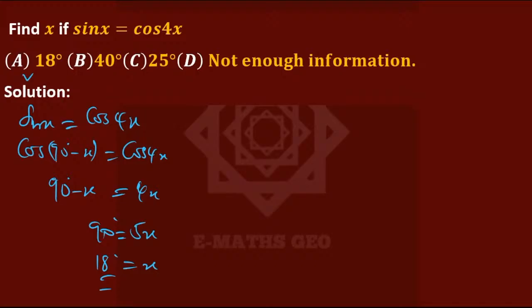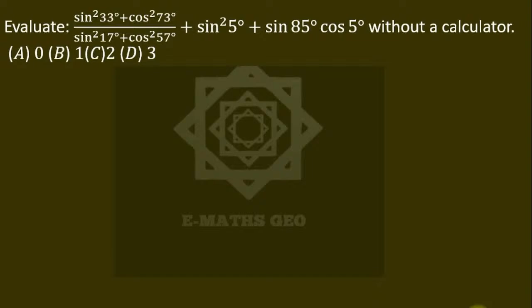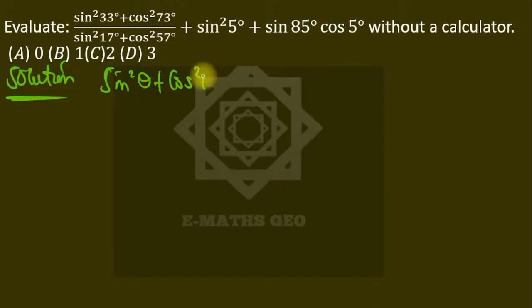So that's it for the cofunction identity. Now we're asked to evaluate this without a calculator. We can do this using two identities in trigonometry. The first identity is that sine squared plus cos squared is 1. It's called the Pythagorean identity.